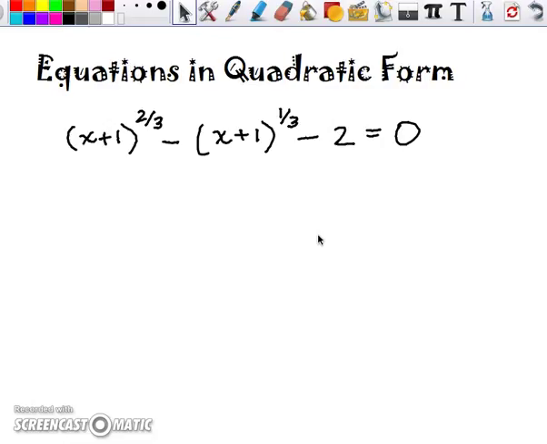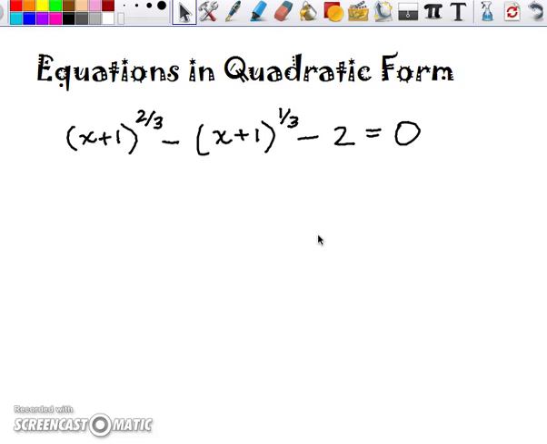Here's our first example. If you look at this first example, you might not think, "Oh, I would solve that like a quadratic equation," and you are correct. It is not currently in that form, but it does lend itself to allowing us to do something called U substitution. You'll hear more about that in calculus, but the U substitution will allow us to get this into a quadratic form so that we can solve it.